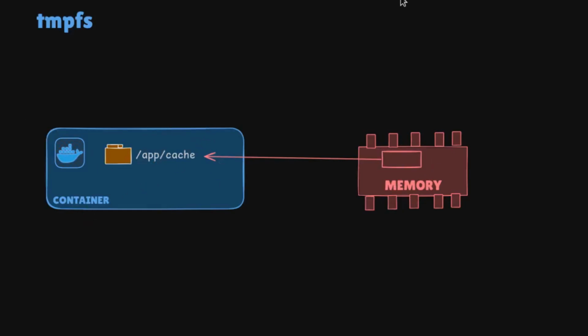To use tmpfs, you will need to write something like this: docker run dash tmpfs, and then you put the path within the container. I'm not writing the other options like container name, image, etc. Here you will just put your image name. The important thing is that you write this dash tmpfs option, and then mention the path within the container where you will keep your cache data.